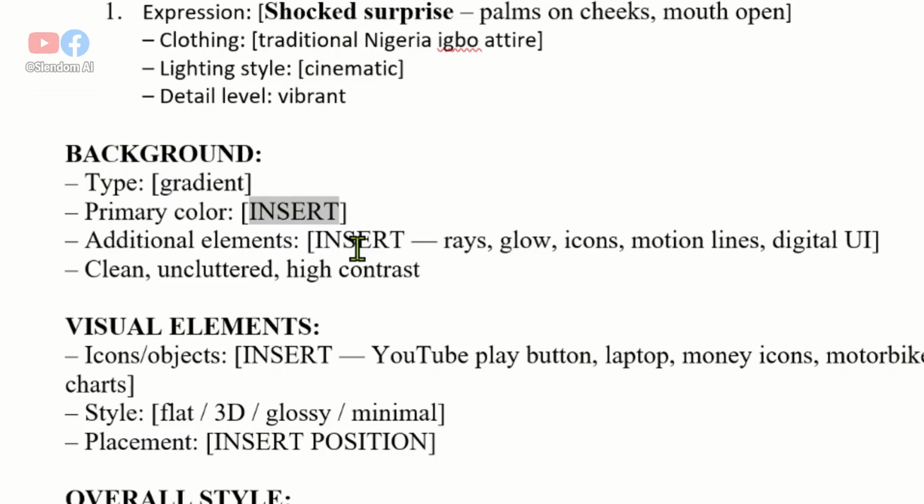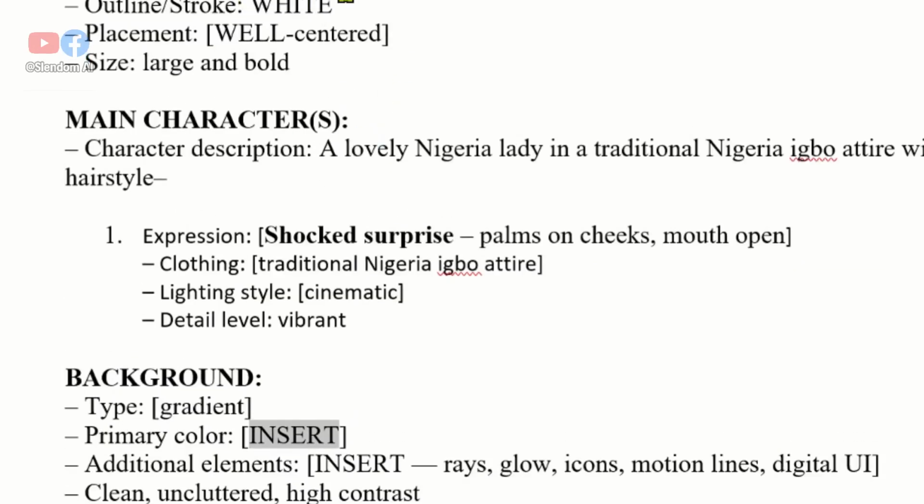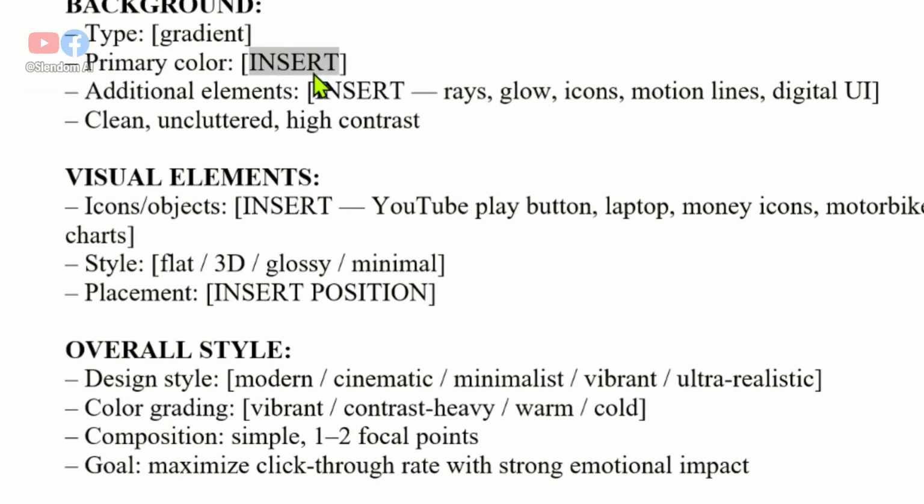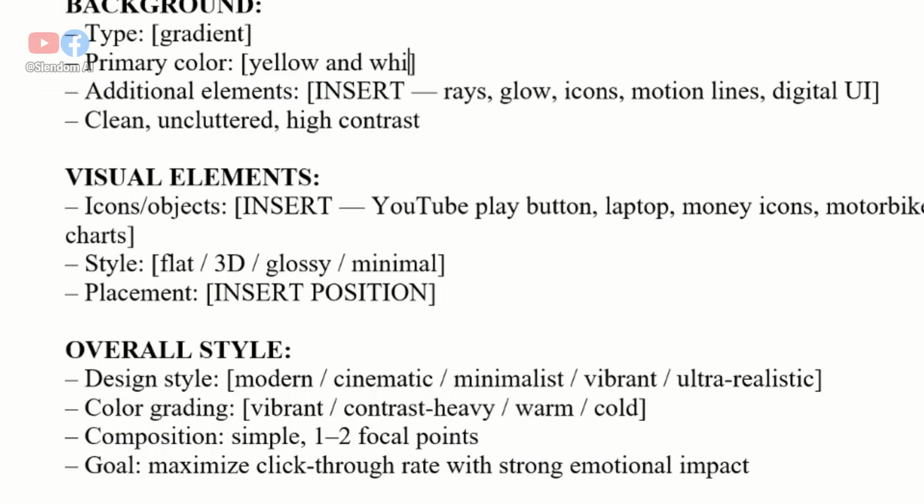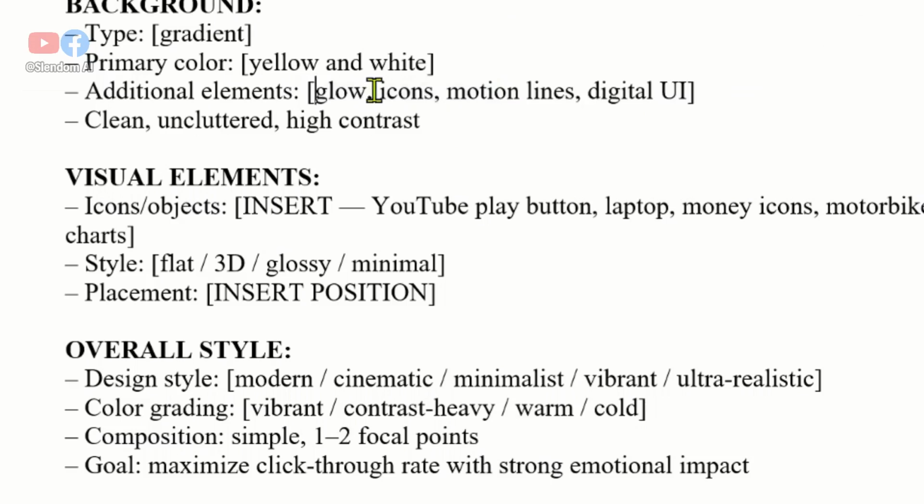What colors can I use that will contrast well with whatever I have here? I have deep red and I have white. Can they sit on a yellow background? So I'm going to say yellow, and that's the primary color, and additional, yellow and white. So it uses a blend of yellow and white. Do I want additional elements in there like glows, rays, flares, smoky effects, and all that? This is where I can do that. I want glows, not icons.